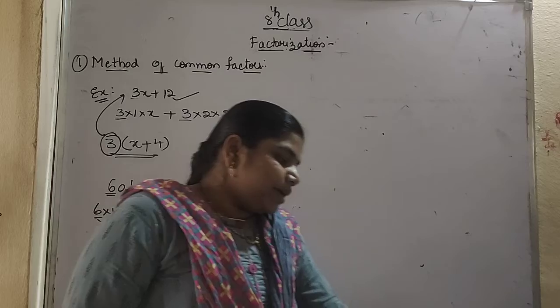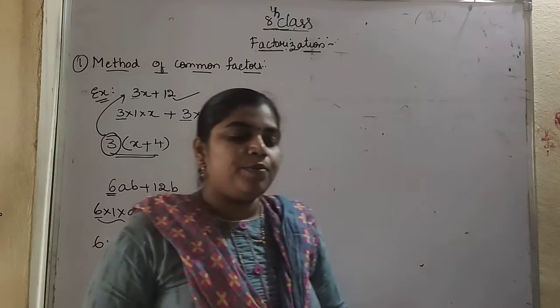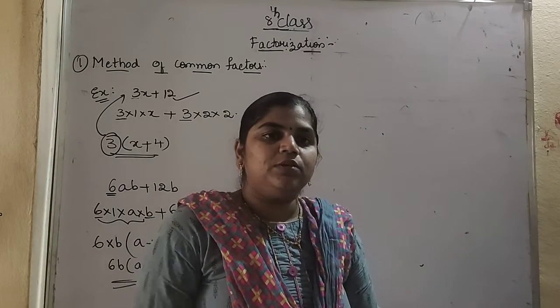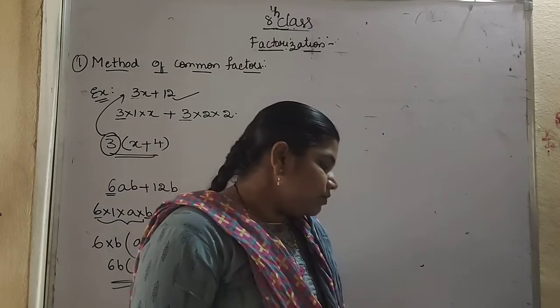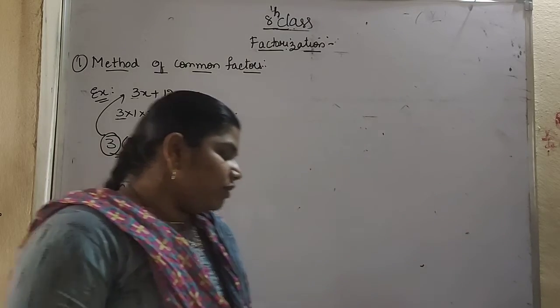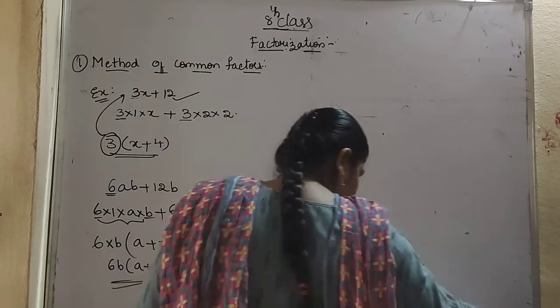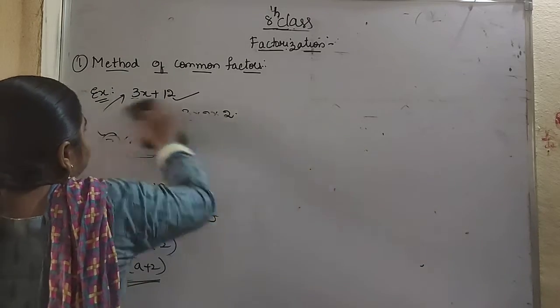Next is factorization by grouping the terms. By grouping the terms also we can factorize the given expressions. How to do that grouping, we will see now. This is the second method.